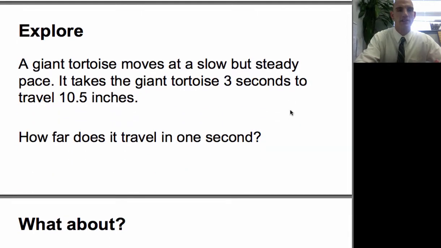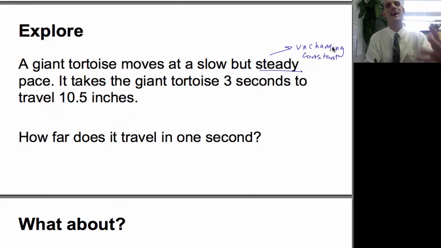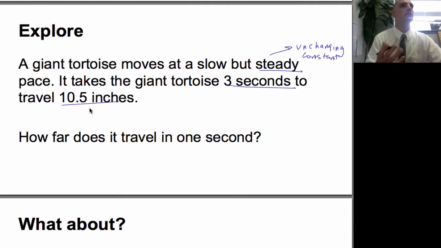Let's talk about a giant tortoise. A giant tortoise moves at a slow but steady pace. Steady meaning unchanging. So the pace is steady. We're going to assume that it's unchanging or that it's constant. Okay, so if it's at a constant pace, it takes it 3 seconds to travel 10.5 inches. We're going to assume it didn't travel all 10.5 of them in the first second and then stop. We're going to say it traveled the same amount each second.